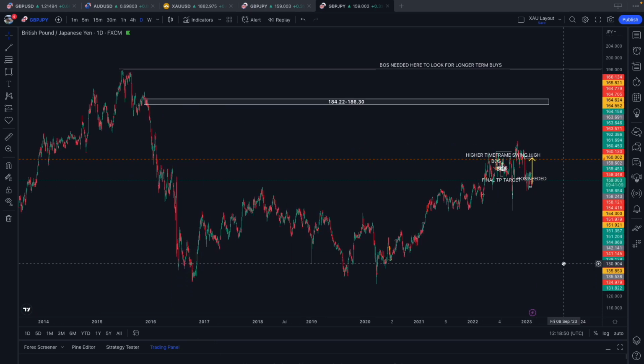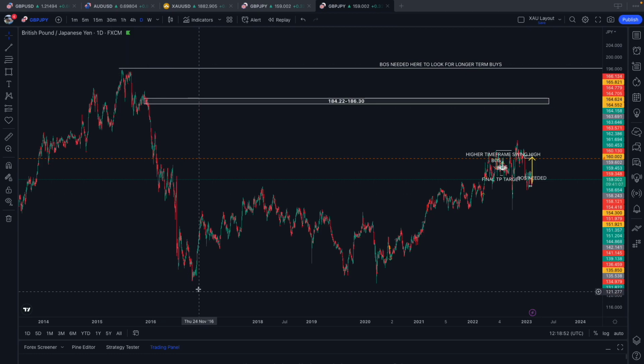As we can see, we have this initial impulsive wave that's taken us lower, and price is within a corrective phase at the moment. So with that being said, what we can do is look within this impulsive wave here for any supply zones that price needs to tap into before taking that next move lower.